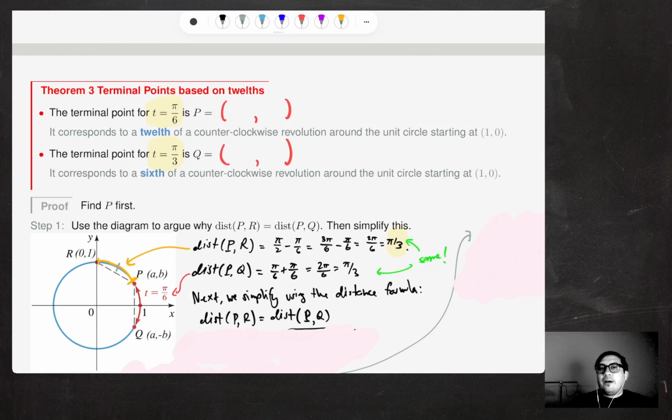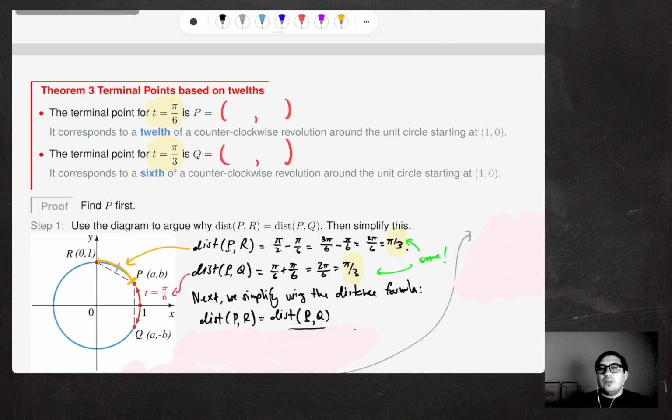Now, what about from P to Q? This one's pretty easy because from (1, 0) to P, it was pi over 6. But if I go pi over 6 in the negative direction, that's how I get to Q. So add those two distances together. Notice I'm adding them because I'm thinking of them as an actual distance, like a wet noodle here. In this case, we would do pi over 6 plus pi over 6, also pi over 3. So they're the same, which is not really obvious until you think it through like we just did.